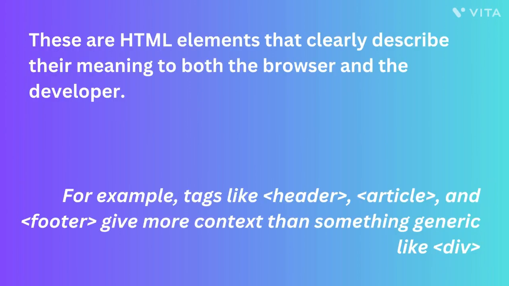First, let's answer the question, what are semantic HTML tags? These are HTML elements that clearly describe their meaning to both the browser and the developer. For example, tags like header, article, and footer give more context than something generic like div.